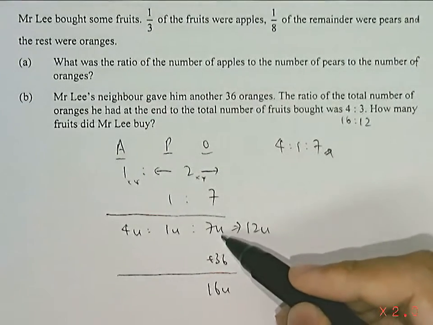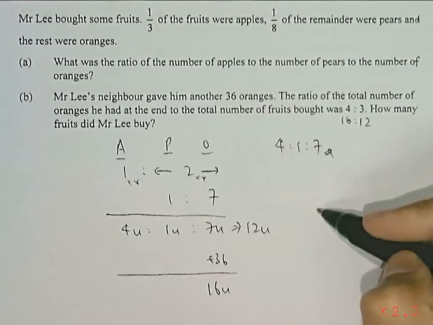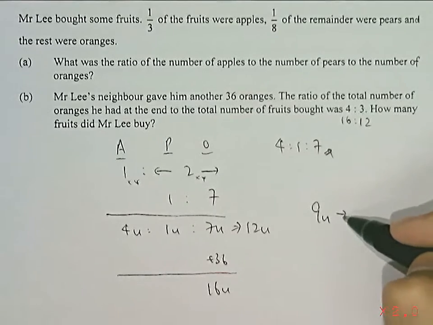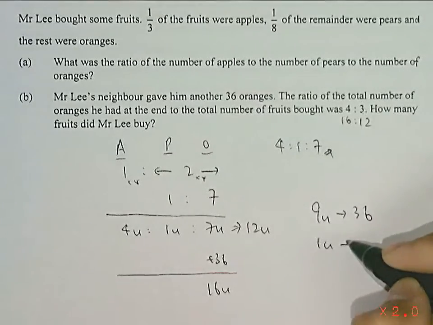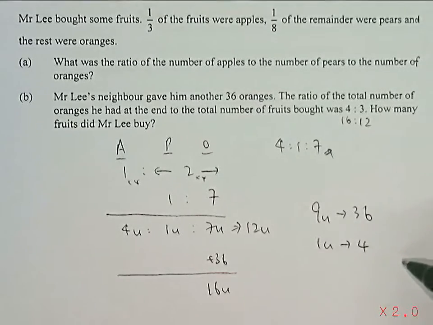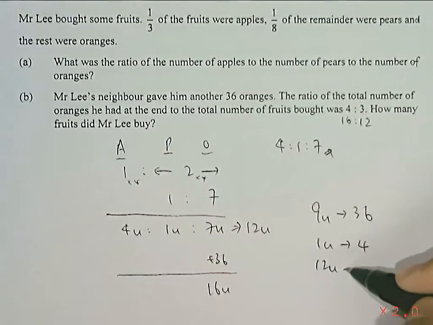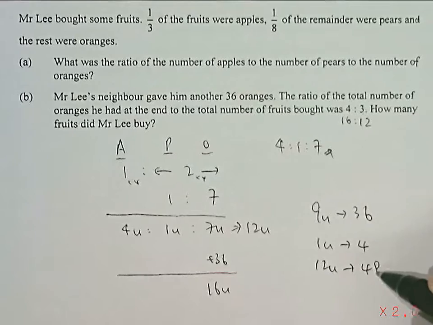And that tells us that from 7 units to 16 units, the increase of 9 units was caused by the 36 given by the neighbor. So then 1 unit will be 36 divided by 9, which is 4. And we can then find how many fruits Mr. Lee bought, which is 12 units. So that gives our answer of 48.